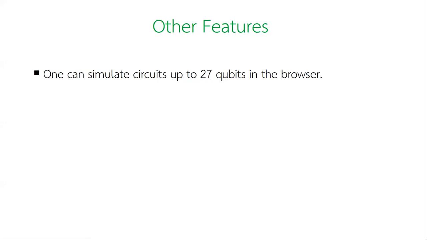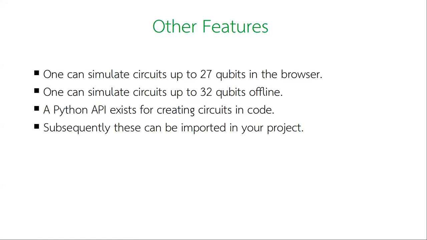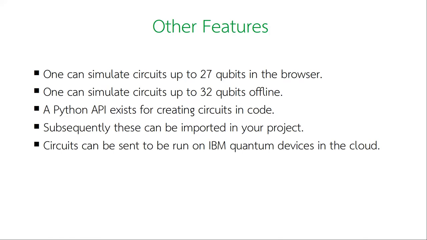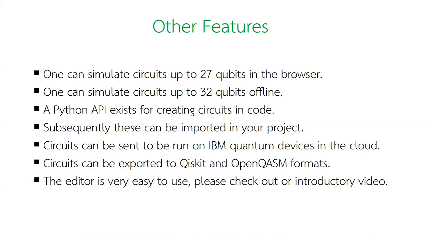Some other features: one can simulate circuits up to 27 qubits in a browser. One can simulate circuits with up to 32 qubits offline. A Python API exists for creating circuits in code, in case you want. There is a link on our webpage towards an example. Subsequently, this can be imported in your project. Circuits can be sent directly to IBM quantum devices in the cloud. Circuits can be exported to Qiskit and OpenQASM formats. The editor is very easy to use. So if you want to learn how to use it effectively, you can check our introductory video on our webpage.